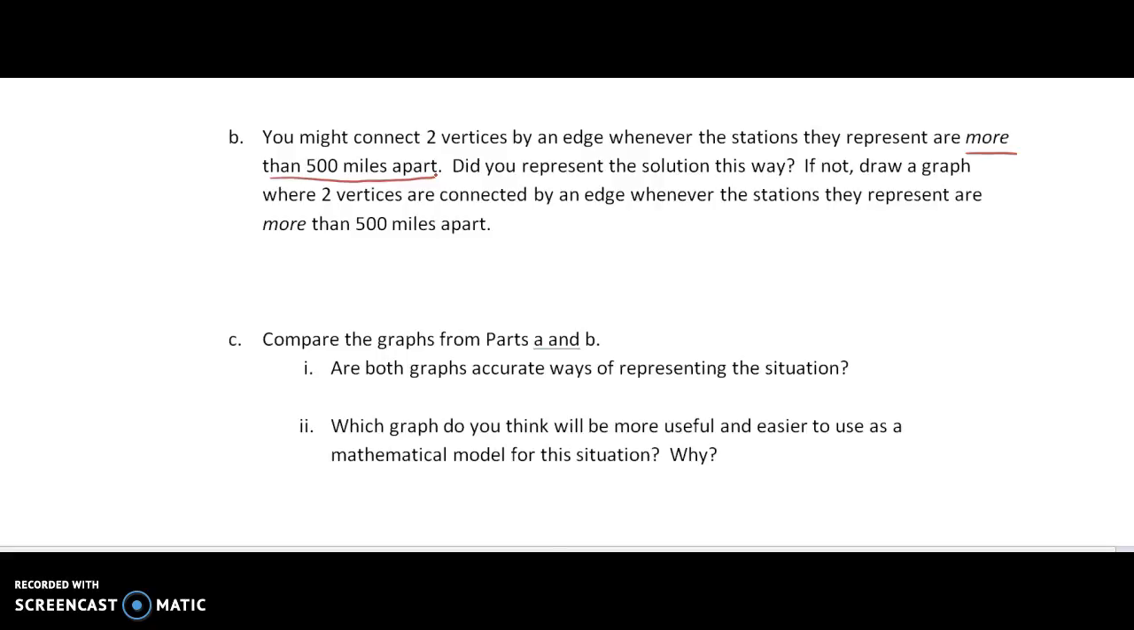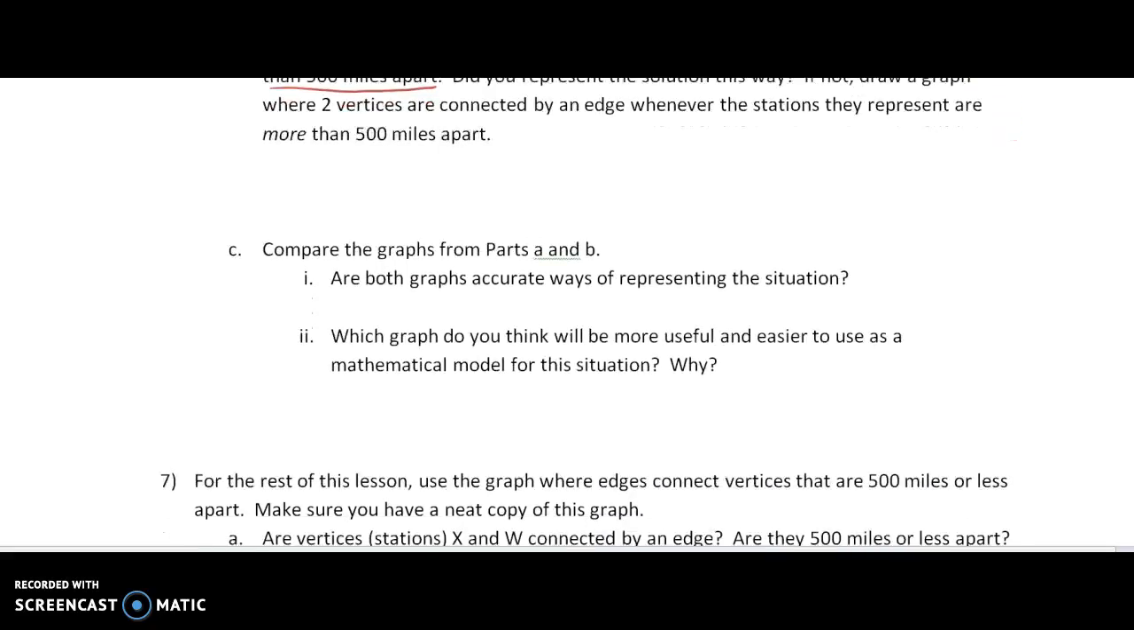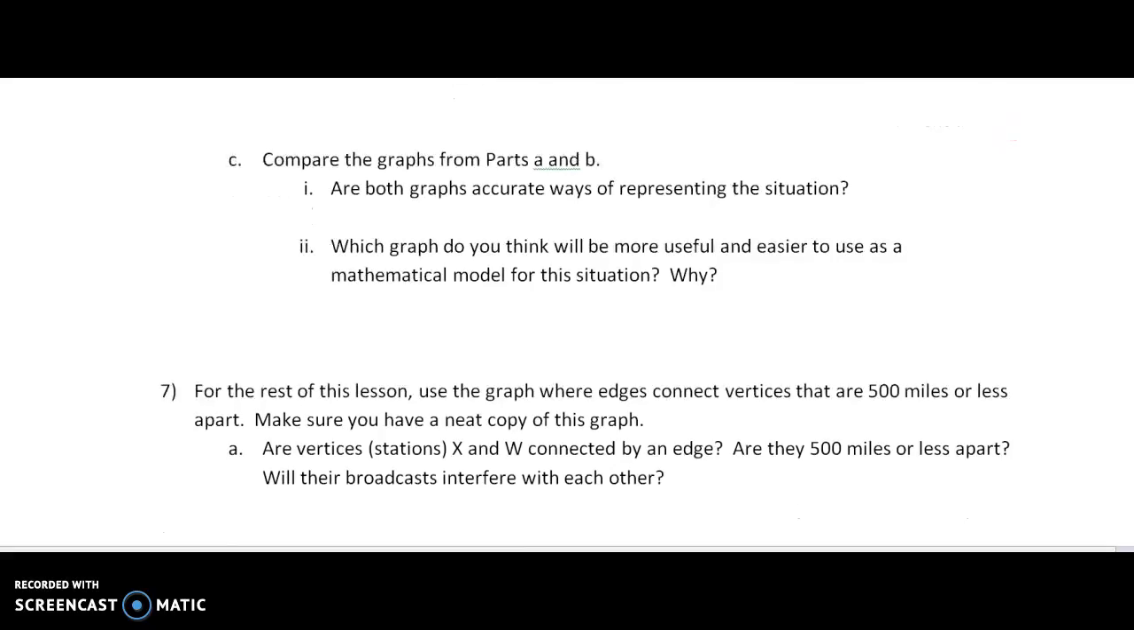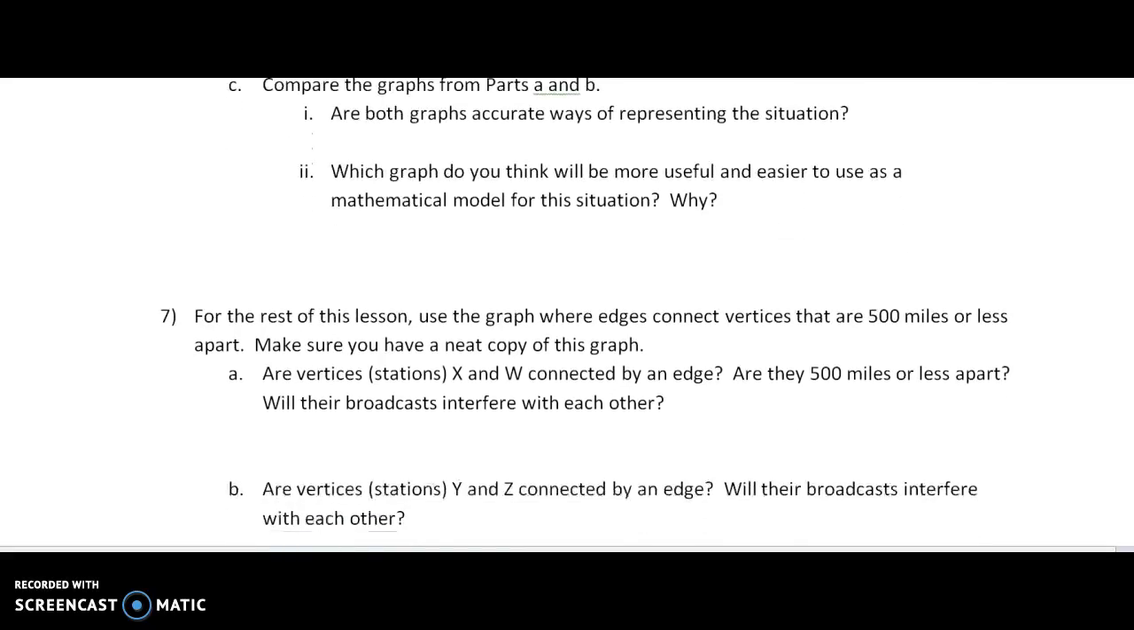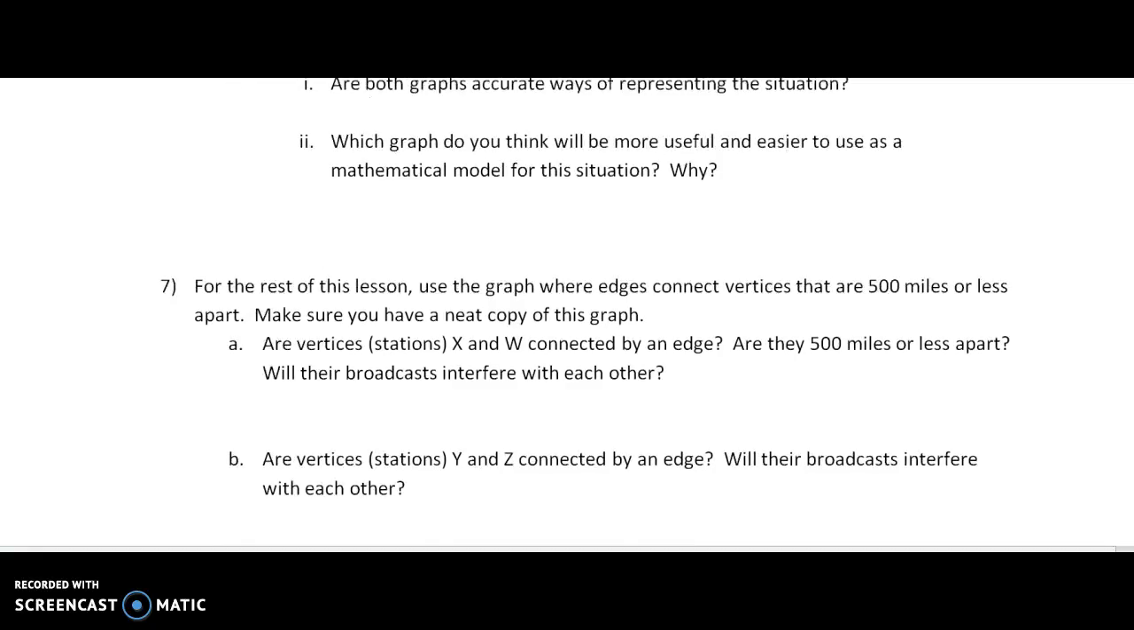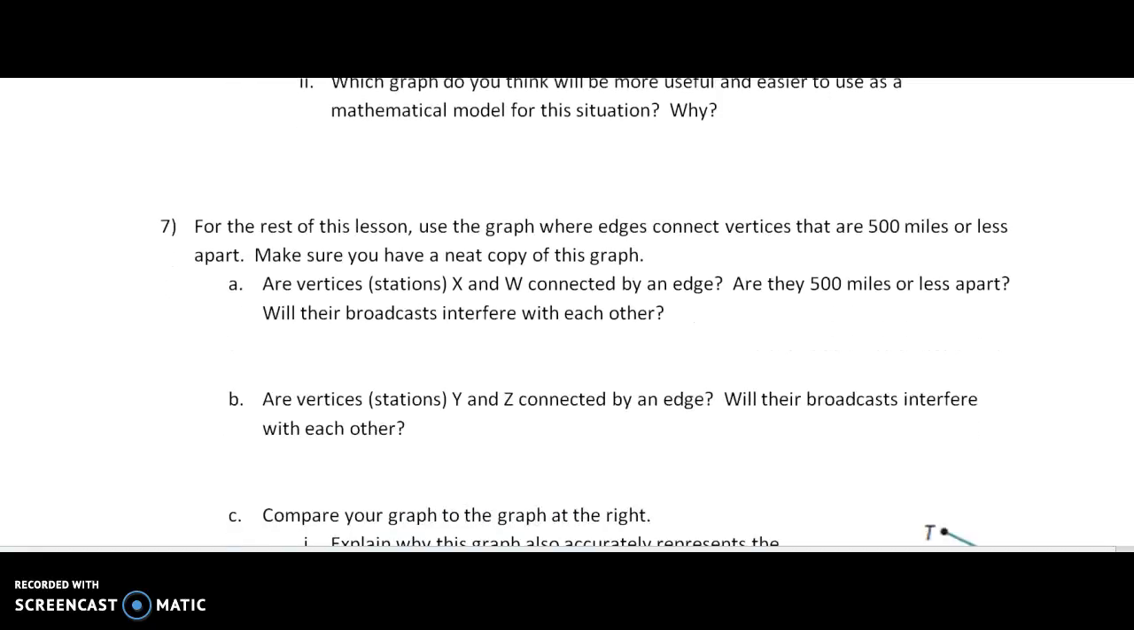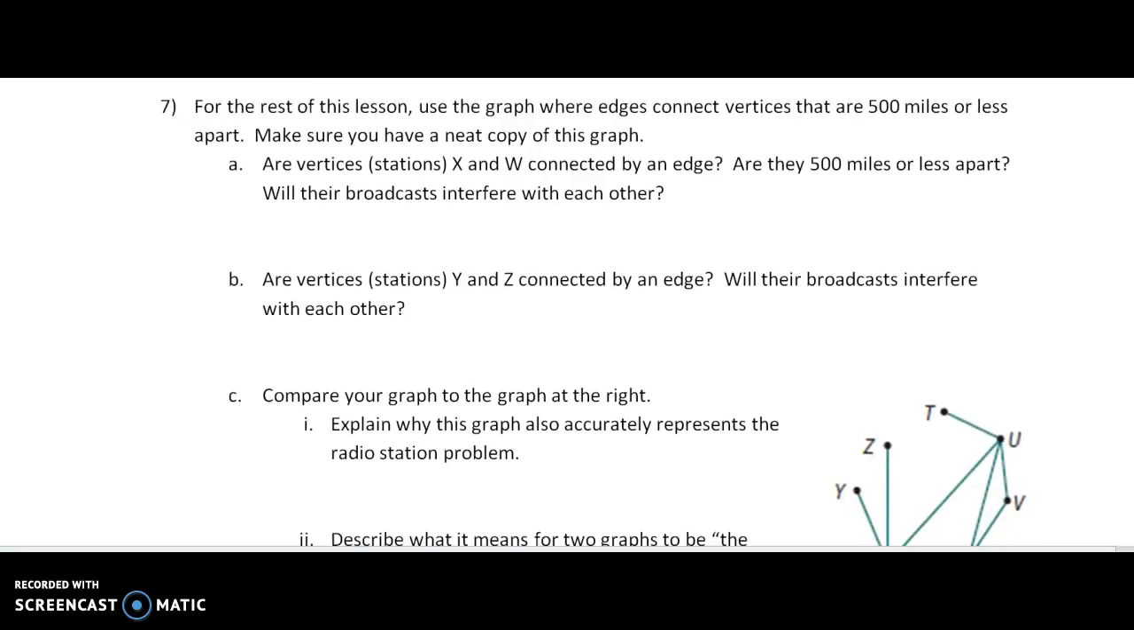For the next one, I want your opinion on those. You can get my opinion on the answer key. But a couple quick things, because this video is going to quit on me here in a moment. So we're going to use the graph that I did in 4C. So look at that one. That's where the edges are 500 miles or less. So this is looking at the conflict of when do I have to have different frequencies. Okay.